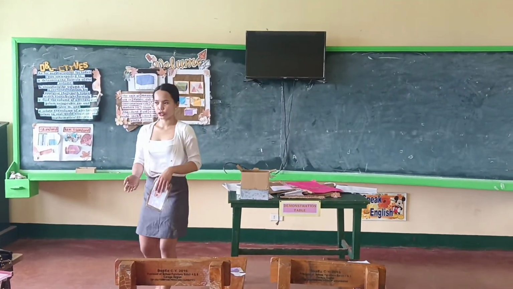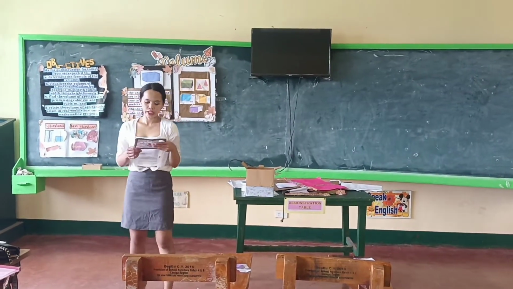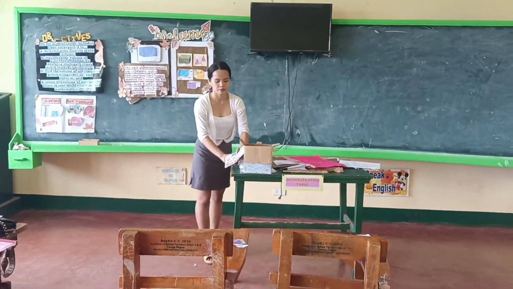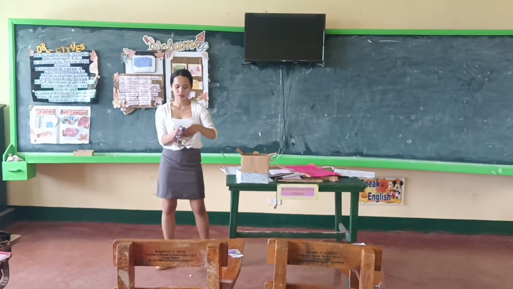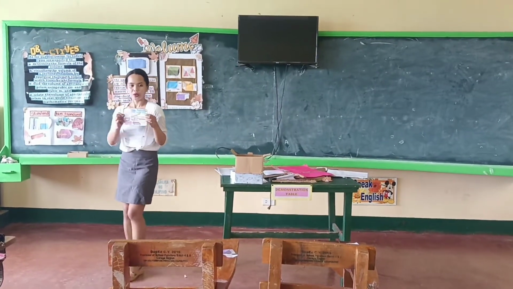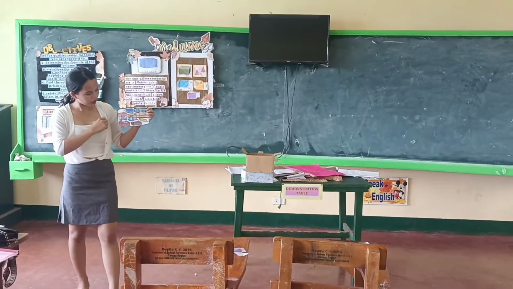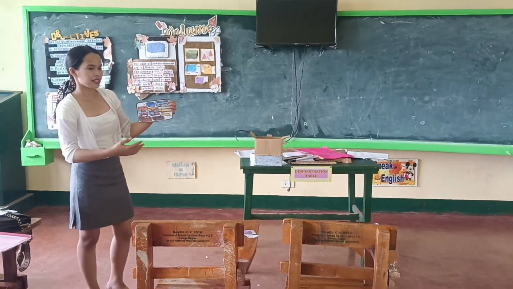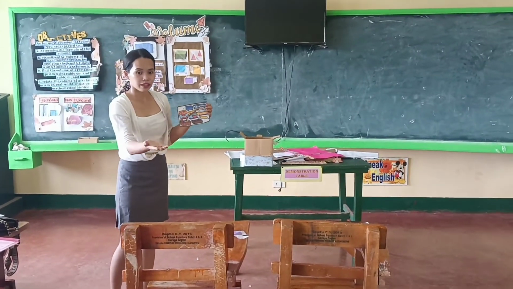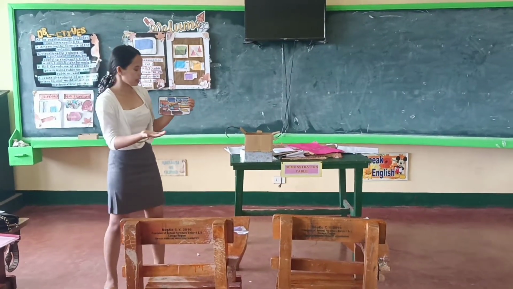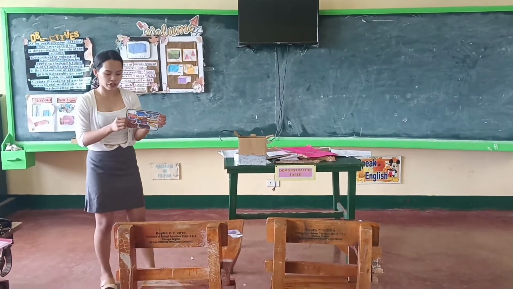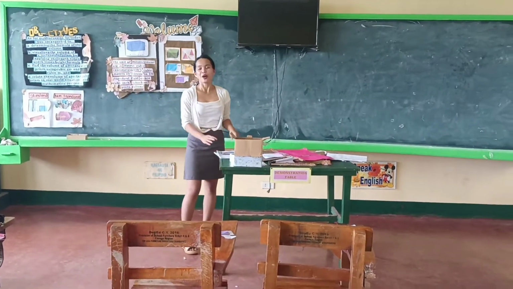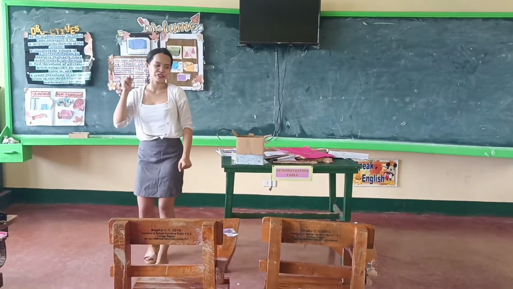Now class, since you already know what volume is and the formula of volume, let's try to describe this picture. What can you observe in this picture? Yes, very good. It's a rectangular shape. It has a volume, and all are rectangles. Very good. Give everyone a very good clap. Very good.